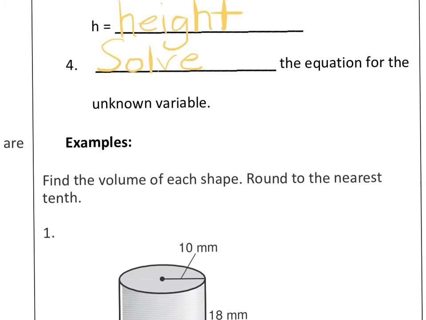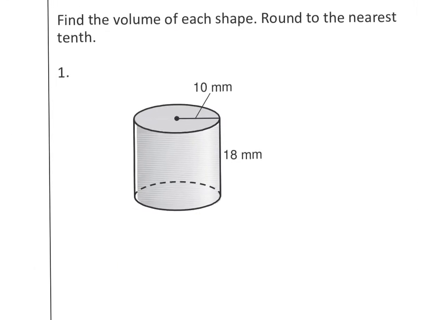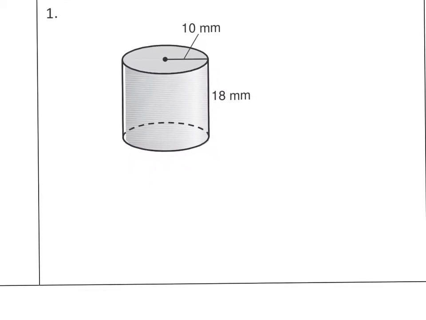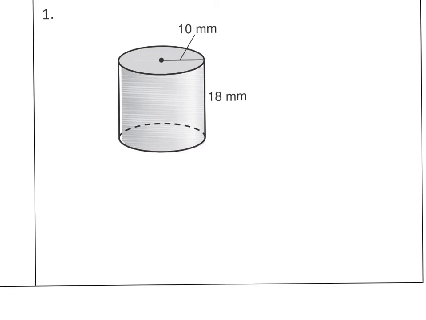So let's try a few of these problems. So here are our examples. We're going to find the volume of each shape and round our answer to the nearest tenth. In this first problem, we identify that this is a cylinder. So we need to make sure that we use the correct formula. And the formula for volume of a cylinder is pi times r squared times the height. So now we can substitute. We don't know the volume, and for pi I'm going to use 3.14.